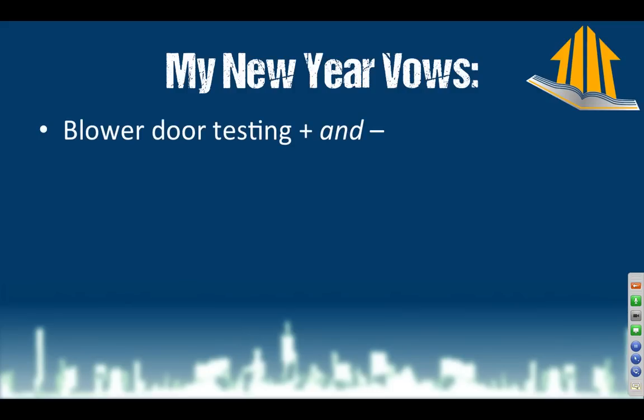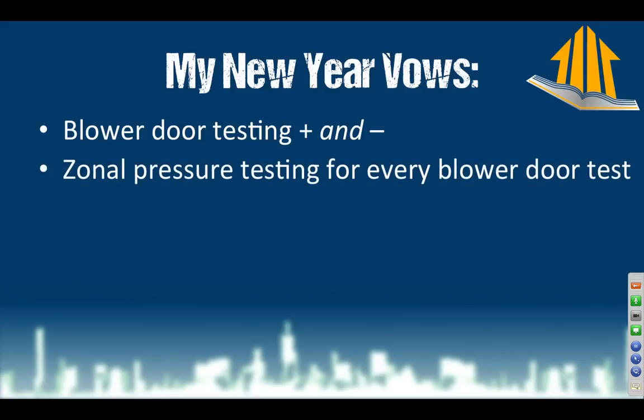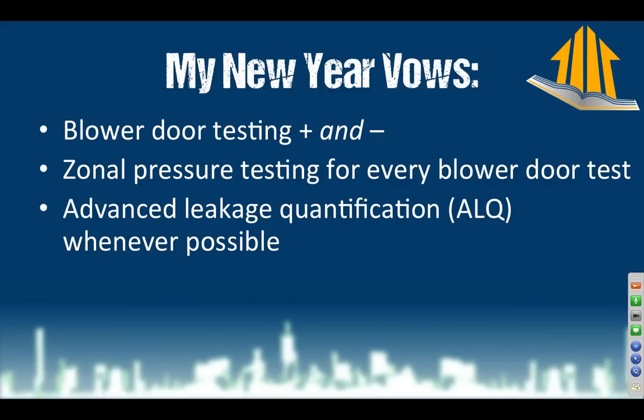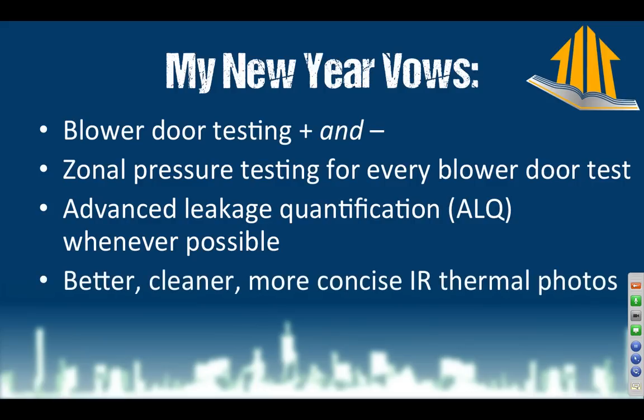First of all, on every single blower door test I do, I am going to start doing pressurization and depressurization, period. I'm going to do zonal pressure testing every single time I set up a blower door, and that includes code compliance, where you just go in, set up, do the test, get your CFM 50, interpret it, and then leave. I'm going to make sure that I actually take a manometer and do at least one zonal pressure test. I'm going to do advanced leakage quantification, or ALQ, which is the newest section in my book, whenever I possibly can. And whenever possible means whenever the physics of the house actually allows me to do that. And I'm going to show you how that works too.